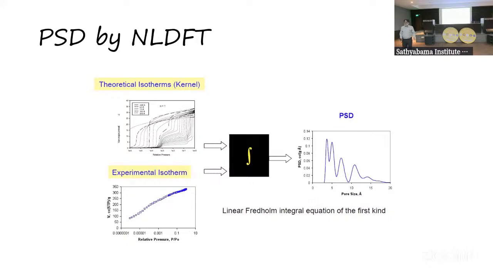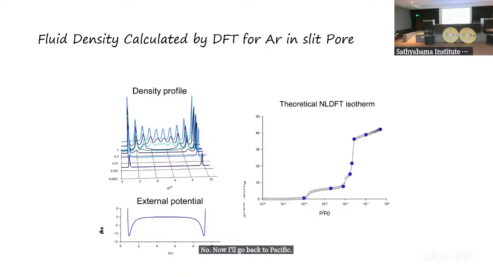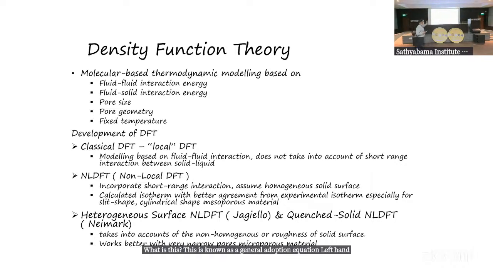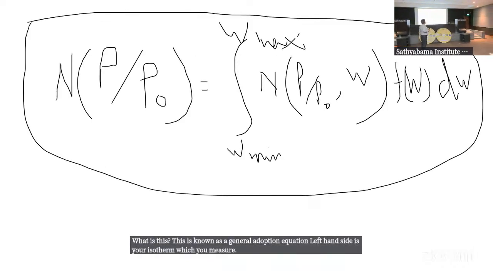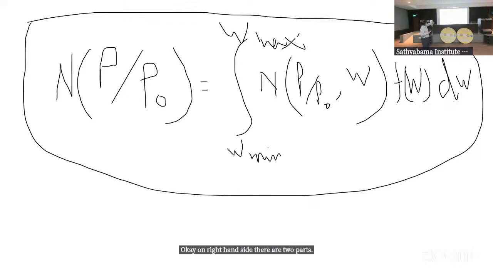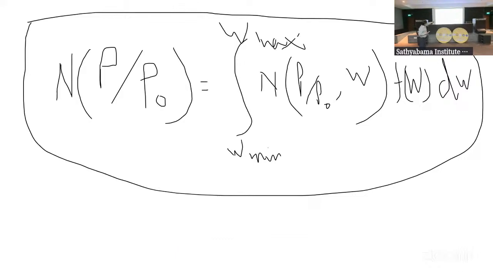Now go back to this equation. What is this? This is known as the general adsorption equation. Left hand side is your isotherm, which you measured. On right hand side, there are two parts. N/P0 for a particular W, which means pore size, is the theoretical isotherm.